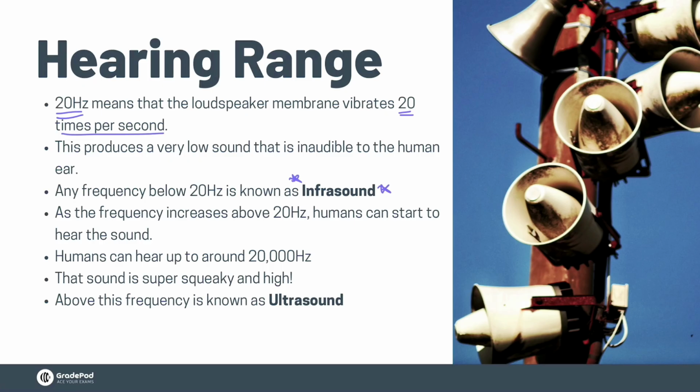And as the frequency increases above 20 hertz, humans can start to hear the sound. So let's say it goes like all the way up to top. All those sounds are a range of frequencies from 20 hertz all the way up to 20,000 hertz. So when something vibrates at 20,000 times per second, humans can, to a point, still hear that. And I say to a point because young people can hear that, but as you get older, your ability to hear sounds that high decreases. And that sound is super squeaky and super high.